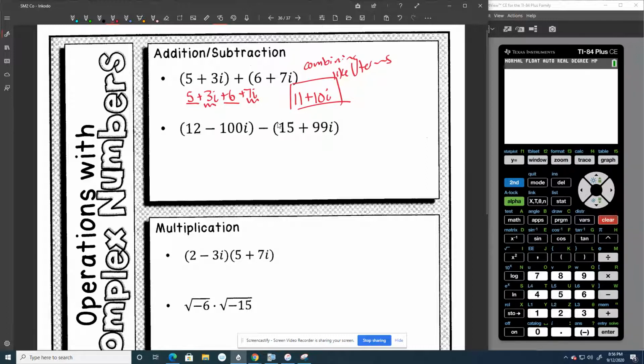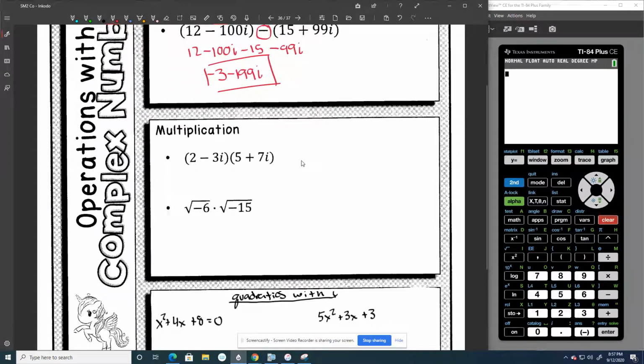Okay, same with subtraction. I've got 12 minus 100i, but with this subtraction, be careful, don't forget to distribute that. That becomes minus 15 and minus 99i. So 12 minus 15 is negative 3. Negative 100 minus 99 is negative 199i. So that would be my final answer. And we usually put the normal number first and then the number with the i second.